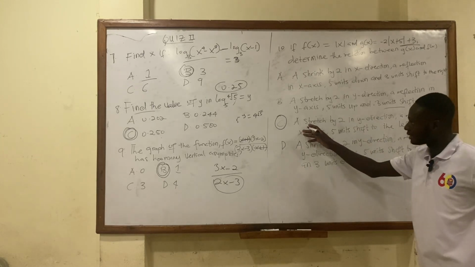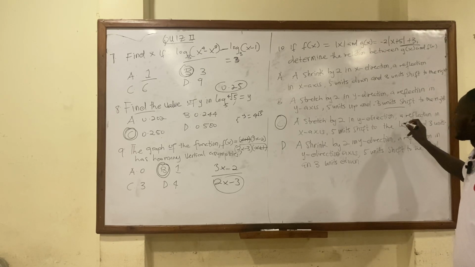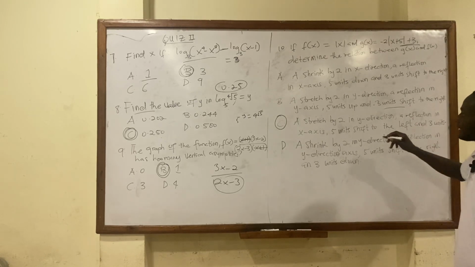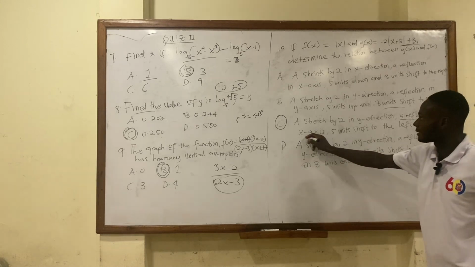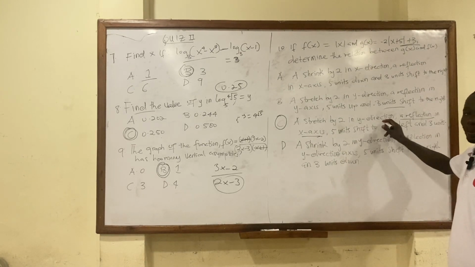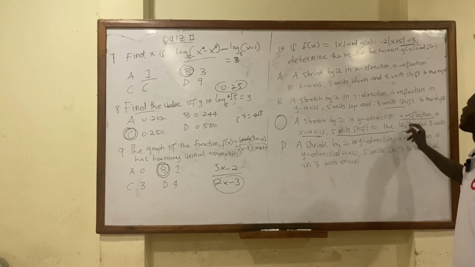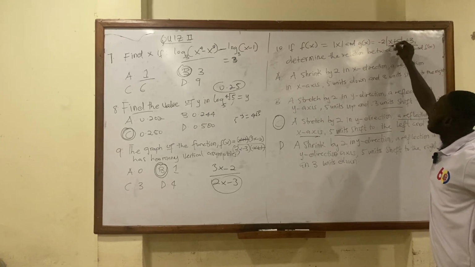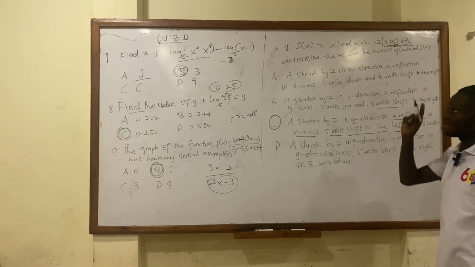And then option C, we say that a stretch by 2 in y direction, a reflection in the x axis. So this is a reflection in the x axis and in y direction, and also 5 units shift to the left. This is shifted to the left. X plus 5 is shifted to the left.